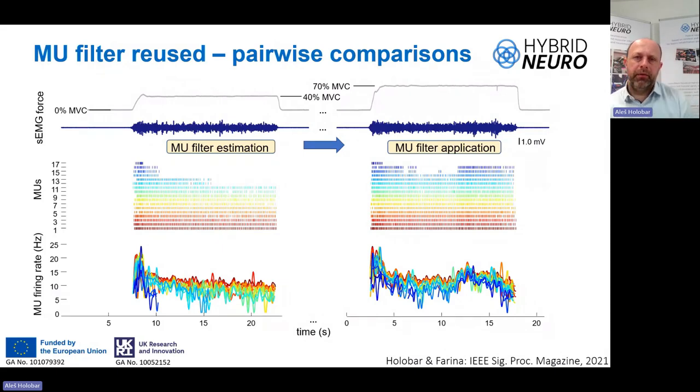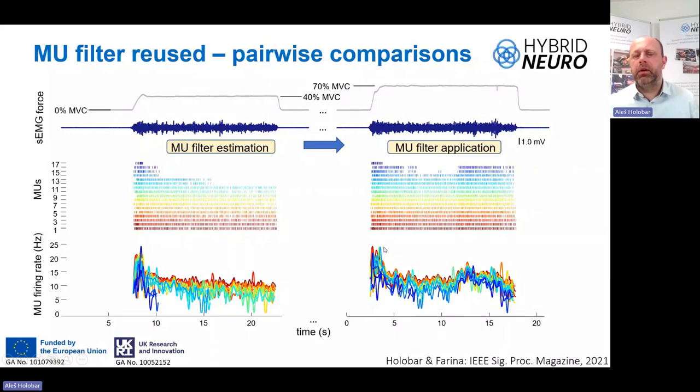One more interesting thing, and we are now slowly coming to the statistical models. It has been proposed, it doesn't matter who proposed it, to track the motor units, right? You can estimate a filter on one contraction. A filter is something that yields the spike trains out of the EMG signals. You can estimate the filter on one contraction, then apply the filter to another contraction. It has been shown, published before.